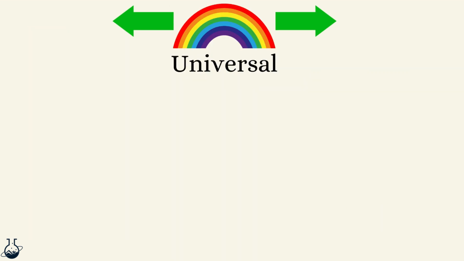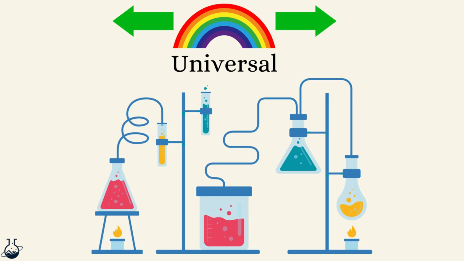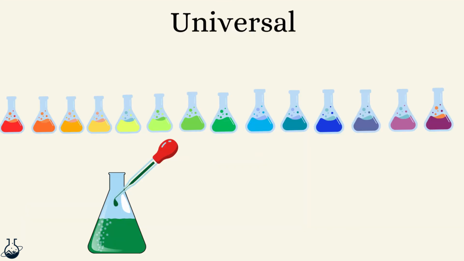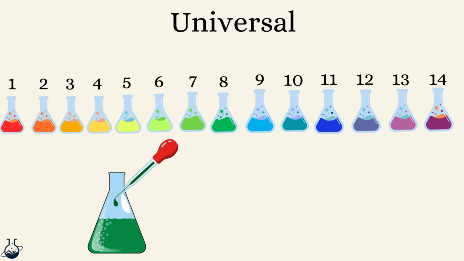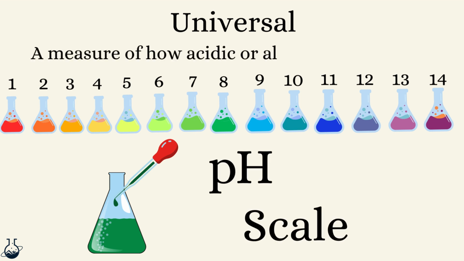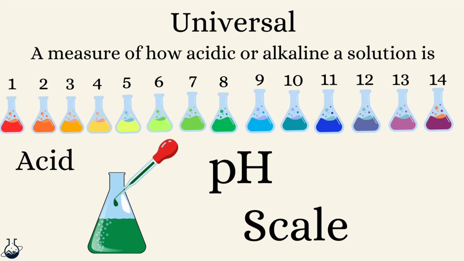This is where universal indicator comes in. A widely used indicator in science labs that often comes as a green liquid in a small bottle, extracted using a pipette. It produces changing colours of smooth transitions like that of a rainbow. And like red cabbage indicator, each colour is associated with a number on a scale. This is called the pH scale. The pH scale is a measure of how acidic or alkaline a solution is, with those most acidic substances down at the low pH numbers and alkali at the high pH numbers.